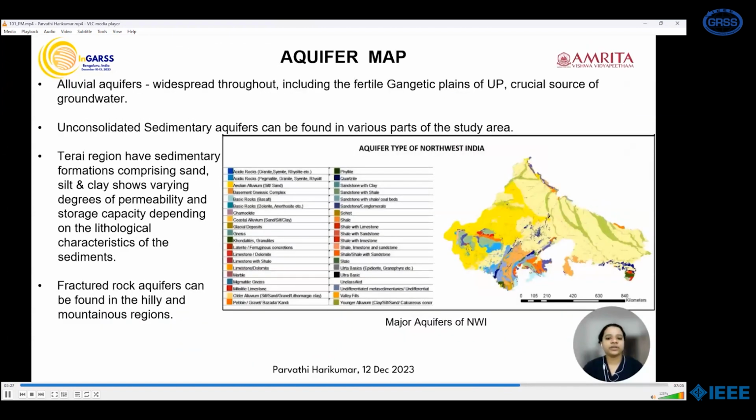In the northwestern region, groundwater comes from different types of aquifers. Alluvial aquifers are widespread, particularly in the fertile Gangetic plains of UP, serving as a vital source of groundwater. Unconsolidated sedimentary aquifers are located in various parts of the northwestern region. In the Terai region, sedimentary formations with sand, silt and clay exhibit varying permeability and storage capacities depending on the specific characteristics of the sediments. Fractured rock aquifers can be found in hilly and mountainous areas of the study area. These diverse aquifers contribute to the availability and characteristics of groundwater in this part of India.